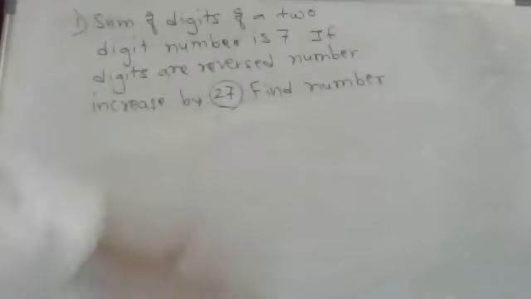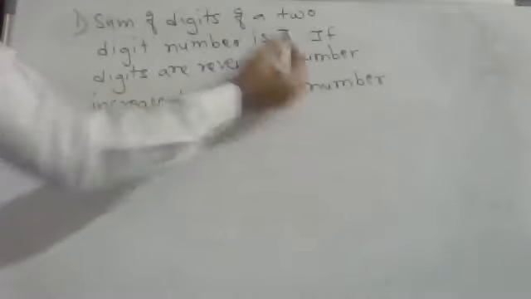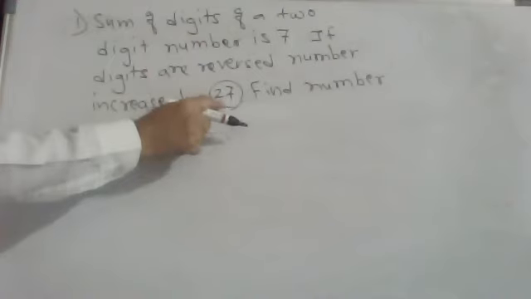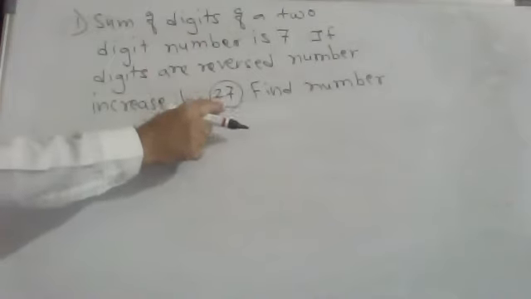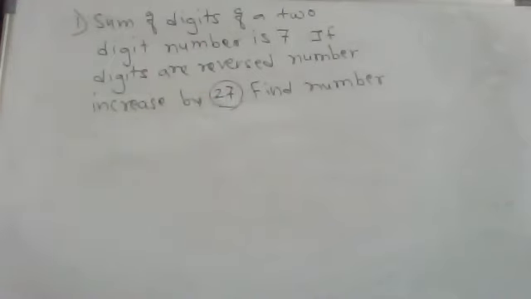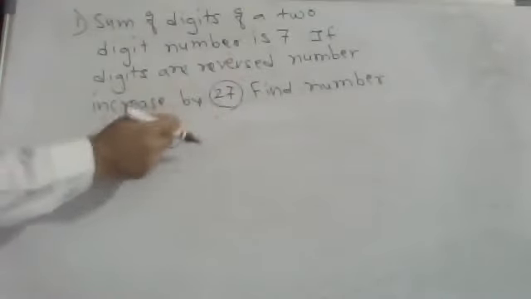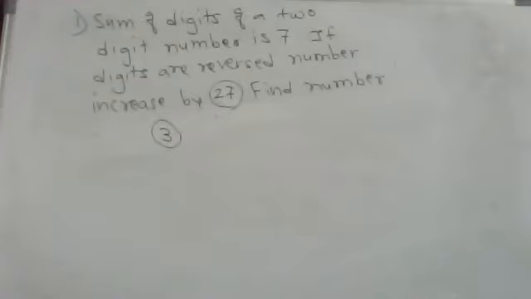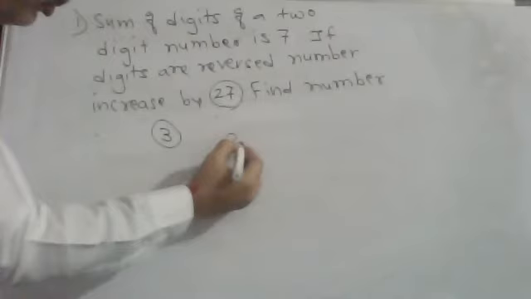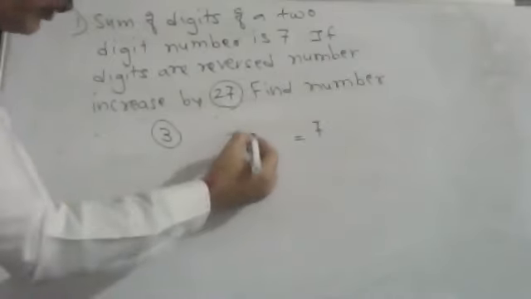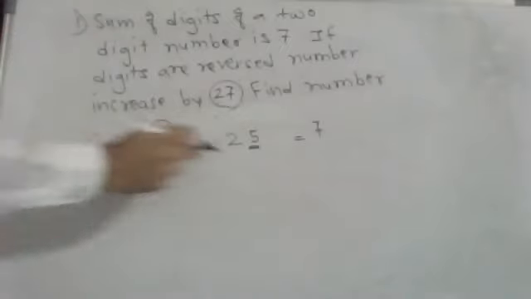Correct answer. Now see the shortcut again. Keep in mind 7. Number increased or decreased by 27. Always divide this number by 9. That is 3. 7 minus 3 is 4. Half of 4 is 2. 2 plus what number gives you 7? 2 plus 5 gives you 7. So 25 is your answer.